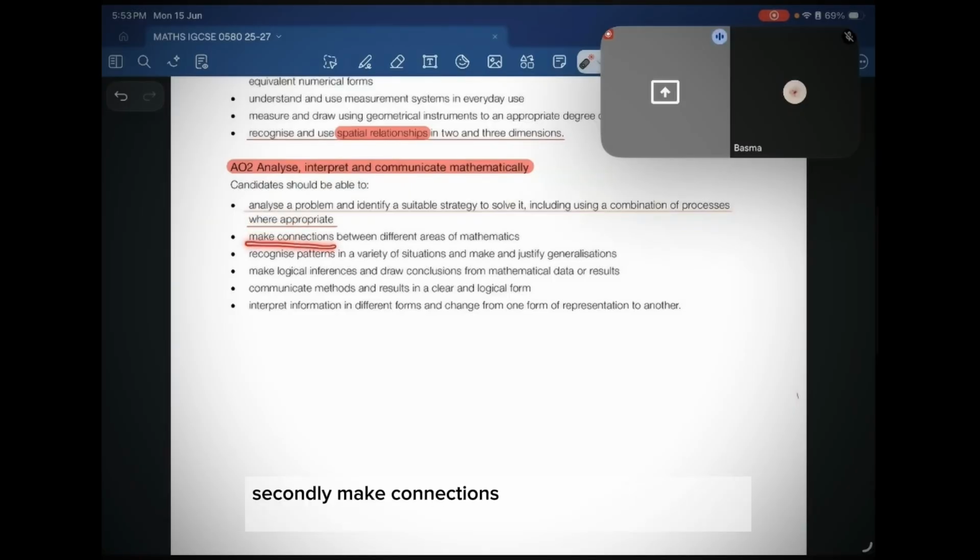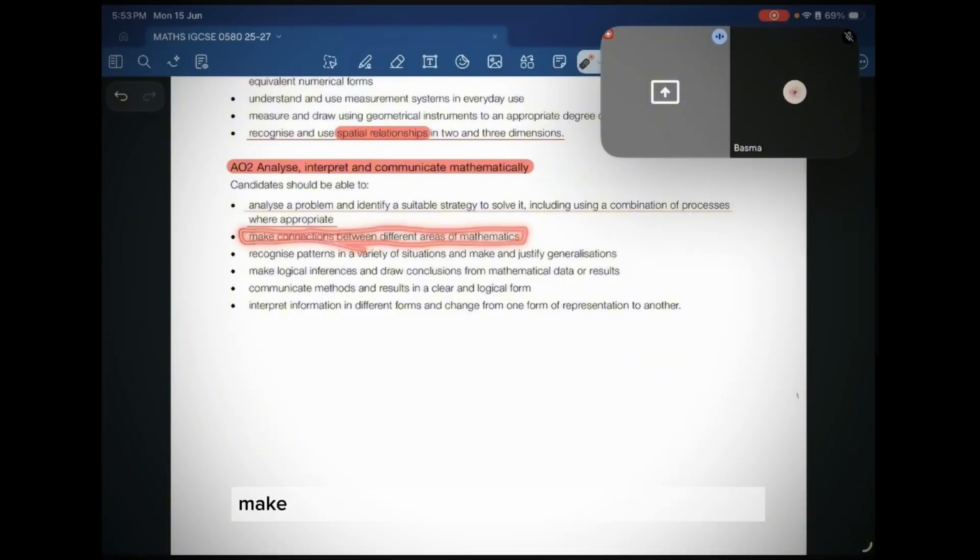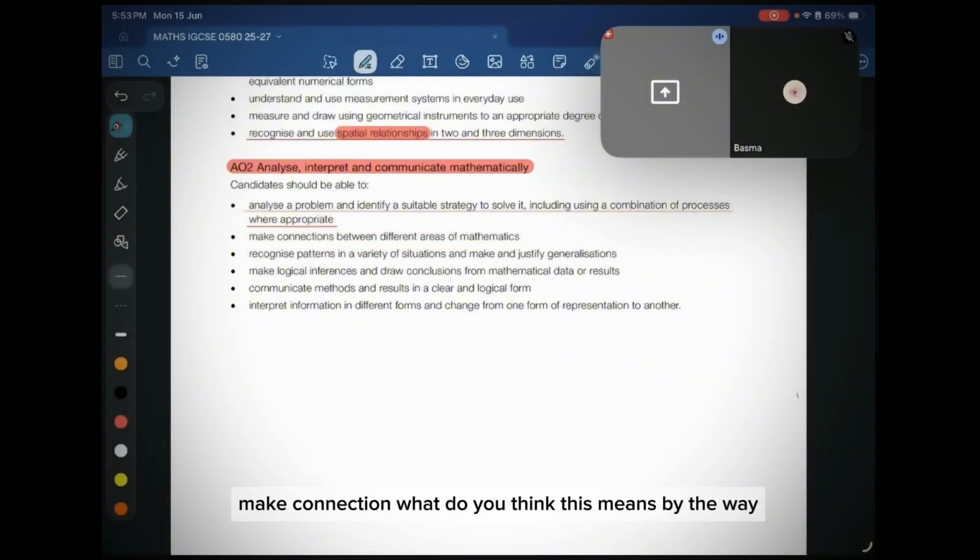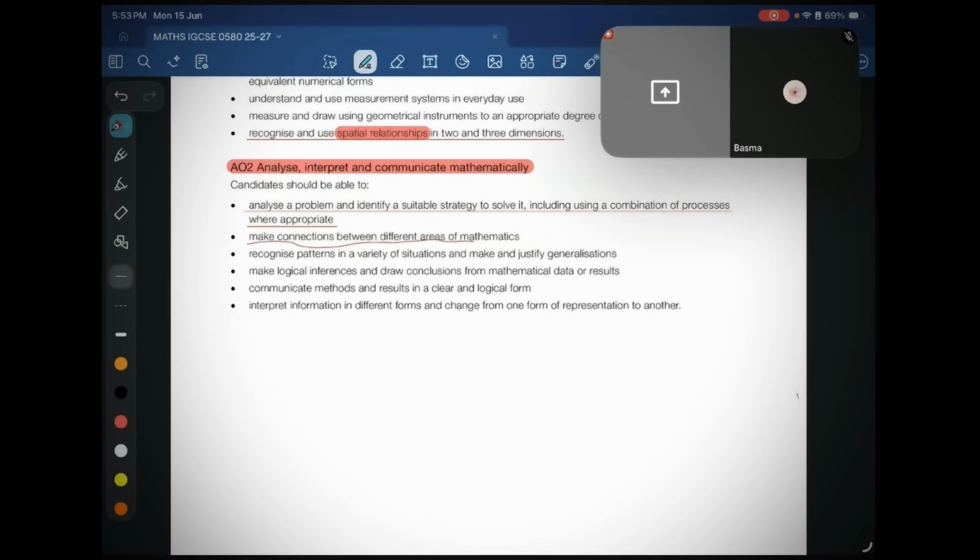Secondly, make connections between different areas of mathematics. Make connections. What do you think this means, by the way? Make connections between different areas of mathematics. Yes, Bisma. What will it be? Um, it maybe means that, for example, there are two different topics of math, and they do not align with each other, but there's still a connection between them.